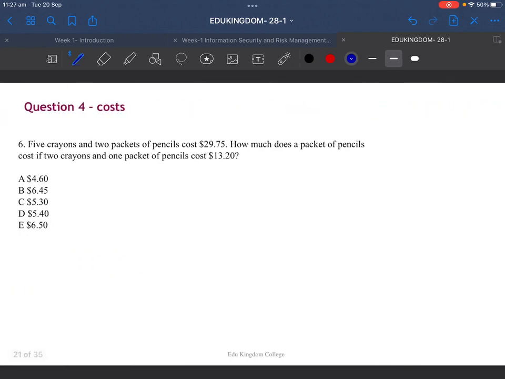Okay, let's have a look at question number 4, costs. And here we are back to simultaneous equations, okay? I'm going to write it again, simultaneous equations. So let's have a look. 5 crayons and 2 packets of pencils cost $29.75. How much does a packet of pencils cost if 2 crayons and 1 packet costs $13.20? So we're trying to find 1 packet of pencils.